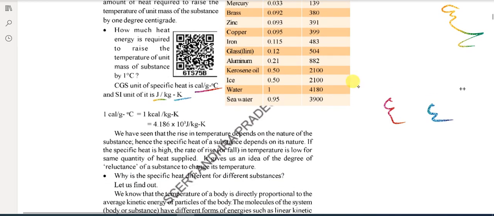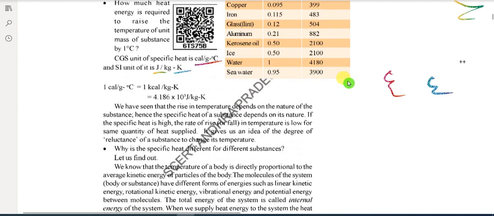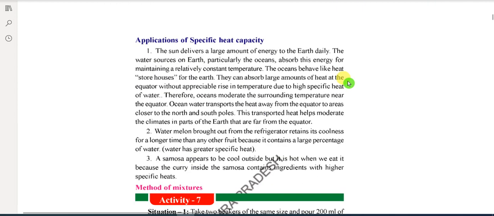And 1 calorie per gram degree centigrade is equal to 4.16 times 10 to the power of 3. 10 to the power of 3 means 1000. Okay, so like that you have to calculate.